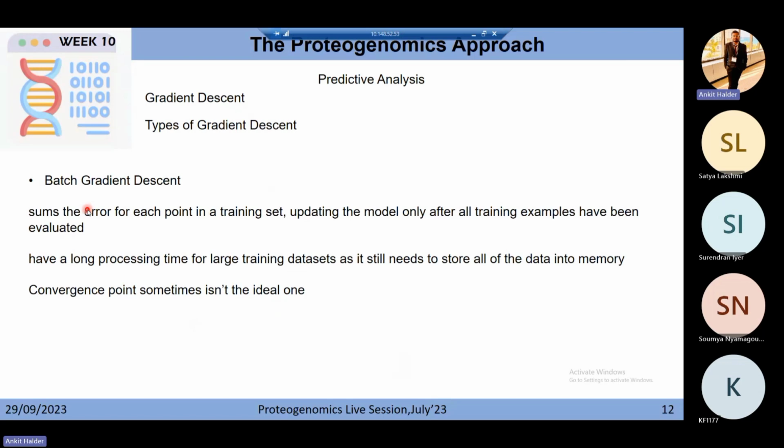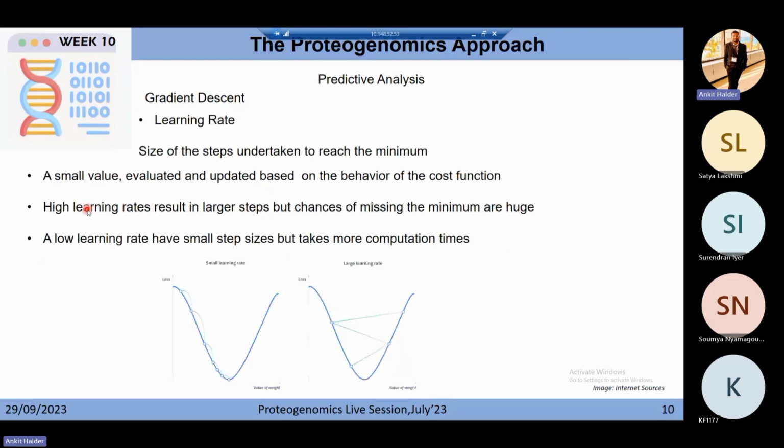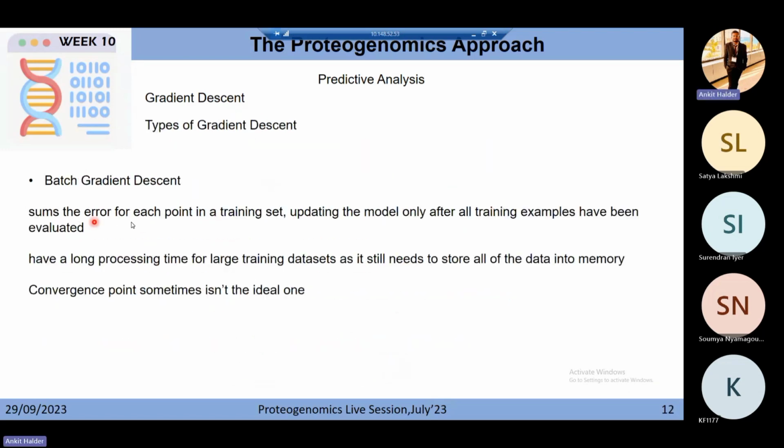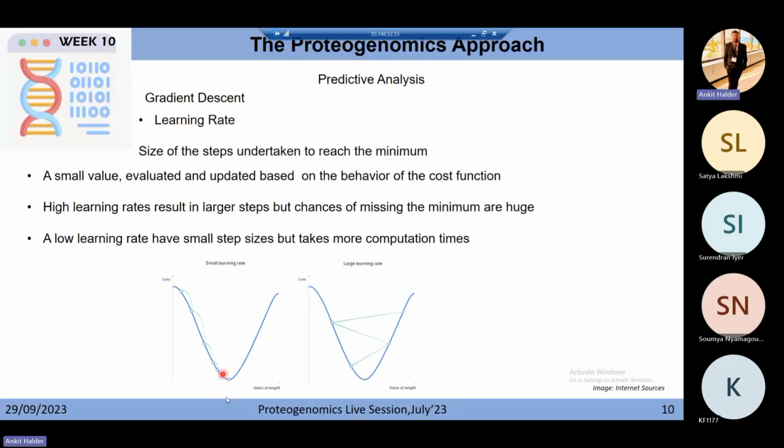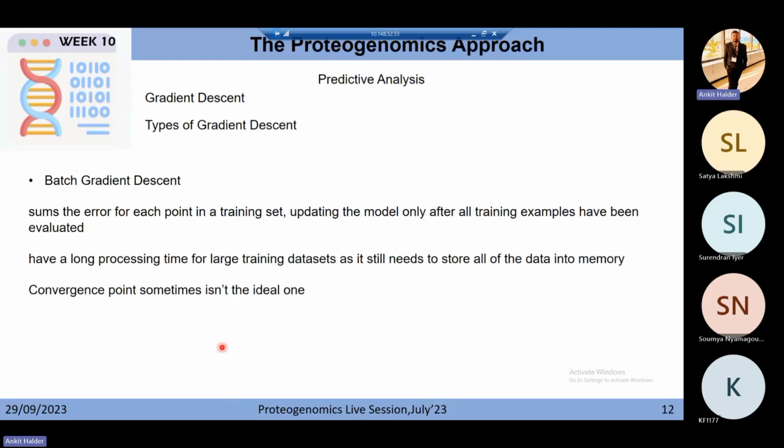Okay, so what is batch gradient descent? From this example, if we try to understand, it will sum up all those errors. You can see that it sums the error for each point in a training data set, and it will update the model only after the training examples have been completed. Then again it goes back and tries to find out the cost function or loss function.